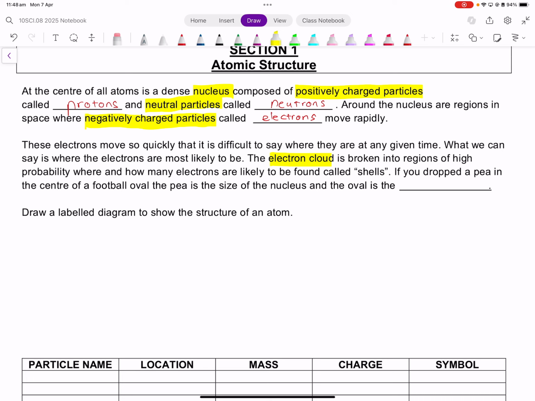These electron clouds can then be broken up into regions called shells. Okay? So, another analogy, unlike our fan, is if you dropped a pea in the center of a football oval, just a regular pea, you drop it in the center of the oval, what is the pea going to represent? The nucleus. And so the oval is going to represent the electron cloud.